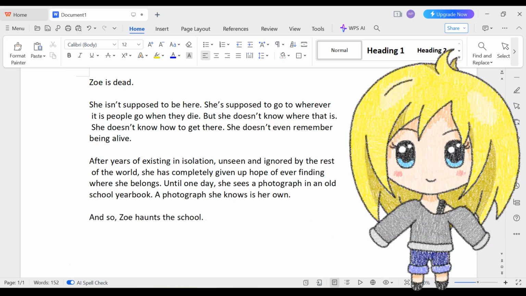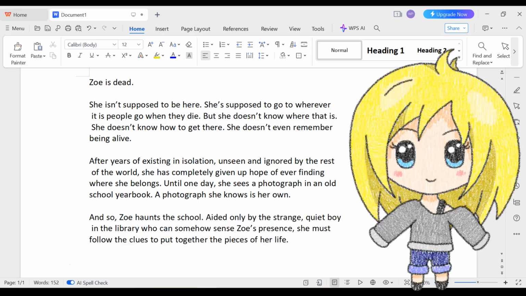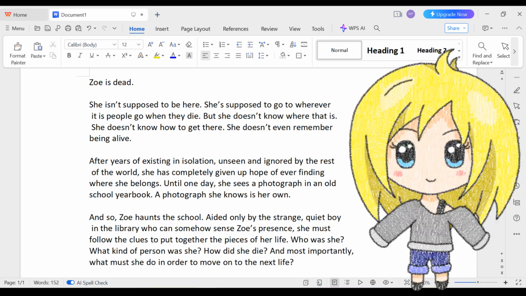And so, Zoe haunts the school. Aided only by the strange, quiet boy in the library who can somehow sense Zoe's presence, she must follow the clues to put together the pieces of her life. Who was she? What kind of person was she? How did she die? And most importantly, what must she do in order to move on to the next life?